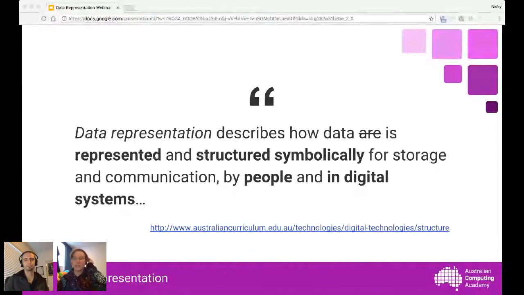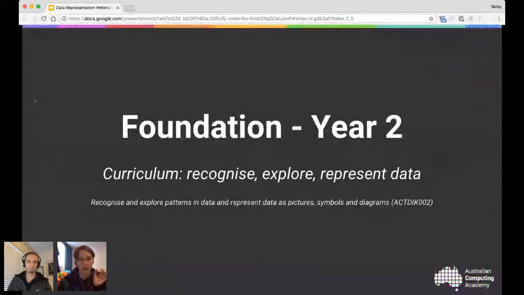So what we're going to do is look at the curriculum as it builds up. We're going to start looking at what the curriculum outcomes are for Foundation to Year 2. Yes, sorry, secondary teachers, that means you've got to sit through a whole bunch of other stuff, but it'll be really useful and pretty fun, hopefully, along the way as well. So in Foundation to Year 2, the main outcome relating to data representation looks at recognising, exploring, and representing data. This could be looking at pictures, symbols, and diagrams, and that's what we're going to start with.